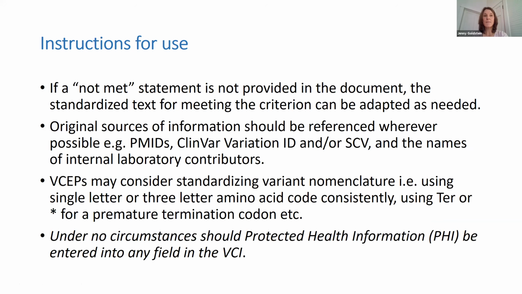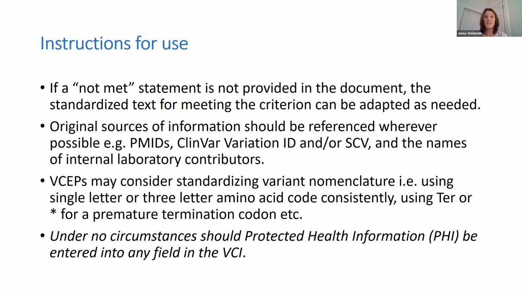So as I mentioned, for some codes, we did include a not met statement, but not for all of them. And of course, you can just adapt the information as needed if you have a code that's not met and we haven't provided that information for you. We do also recommend that original sources of information should be referenced wherever possible. So for example, any PMIDs that you've used, ClinVar variation ID and or the SCV, so this submission code for ClinVar, if your expert panel has already submitted a classification for another variant that was used in the classification of the variant that you are working on. And then also the names of any internal lab contributors.